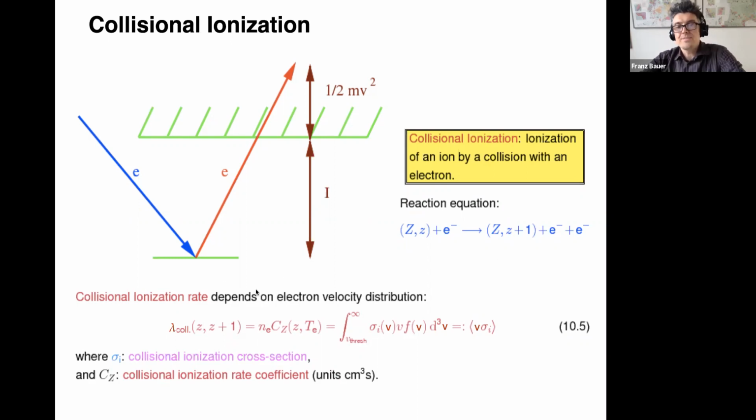The collision rate clearly is going to depend on the number density of free electrons and their velocity distribution. So the number density of electrons, and then this thing here, which is related to integrating over the cross-section and the velocity distribution. We can consider this to be the average velocity times the cross-section. And this is known as the collisional ionization rate.